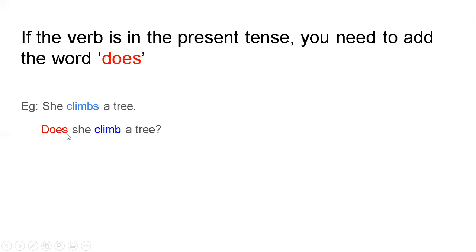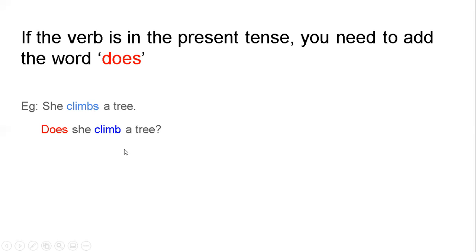Now there's one more very important thing to pay attention to. Start with "does," but when you change this, this cannot stay as "climbs," okay? Because you have a singular person over here, one person, she. So, does she, and "climbs" becomes "climb." You cannot write "climbs" again. So, you have to change the verb.